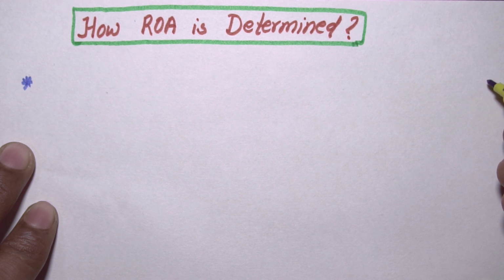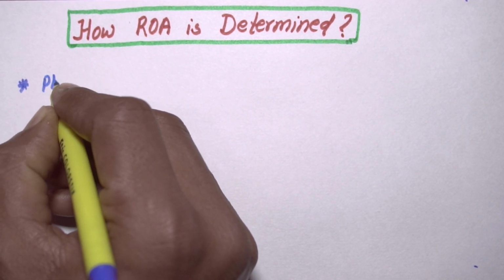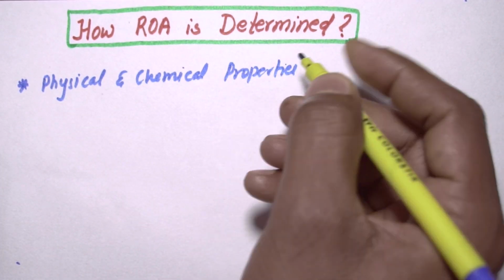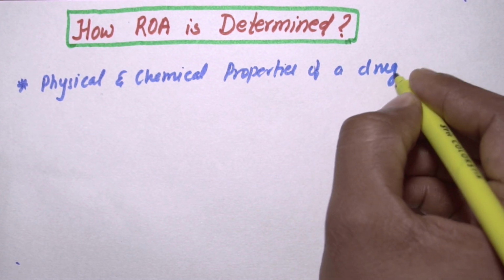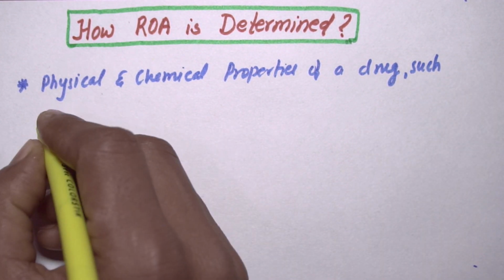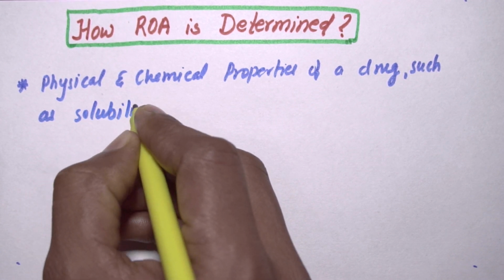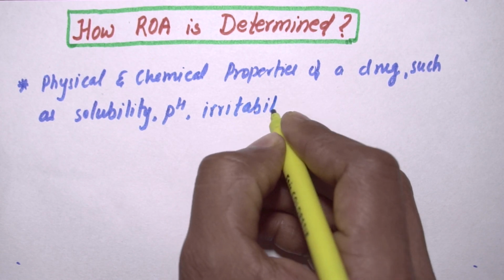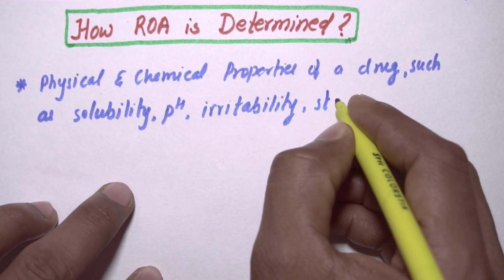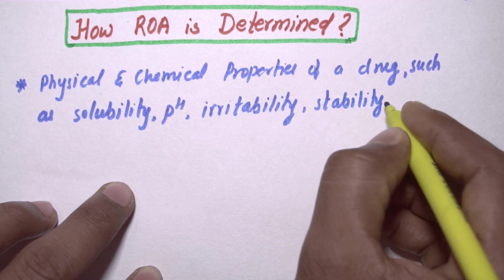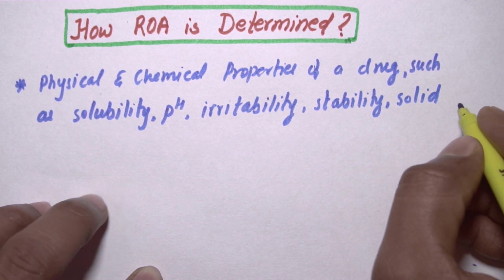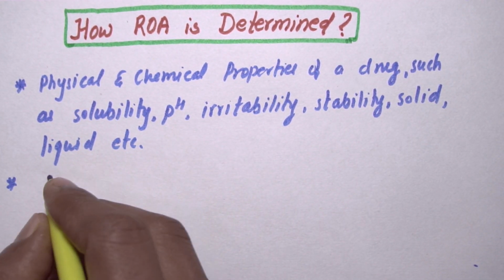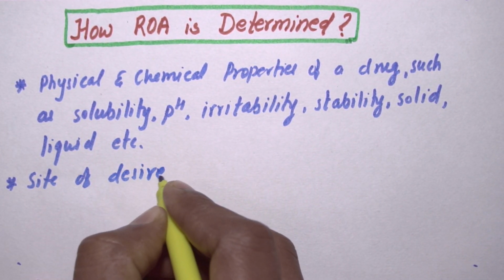Okay, now we will see how a route of drug administration is determined. It means how we are going to select a route of drug administration. So the first point is the physical and chemical properties of a drug. Okay, so it includes solubility, pH, irritability, stability, solid or liquid, etc.